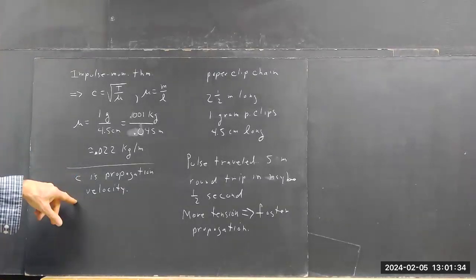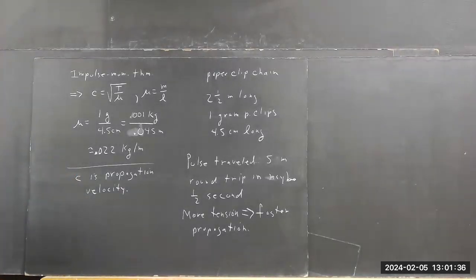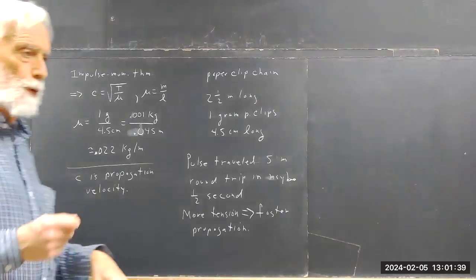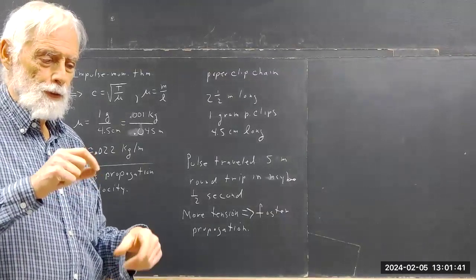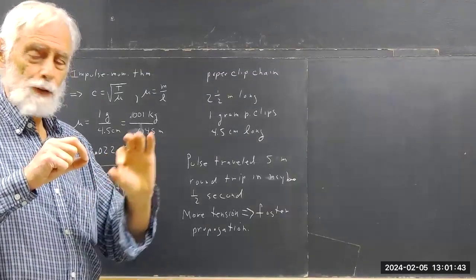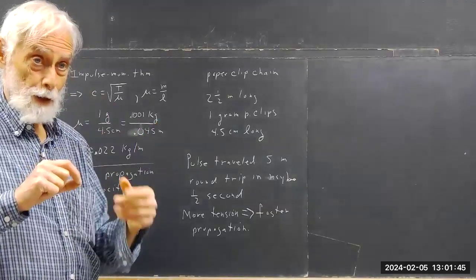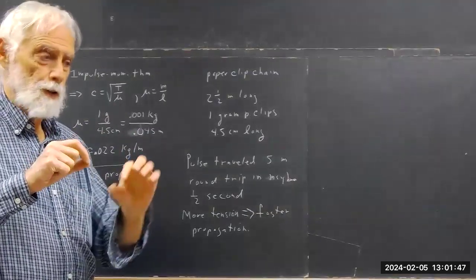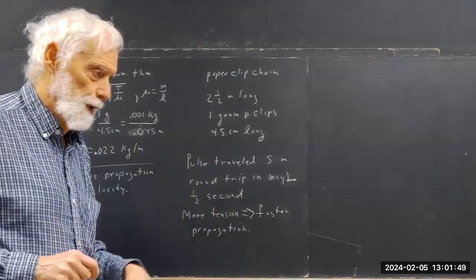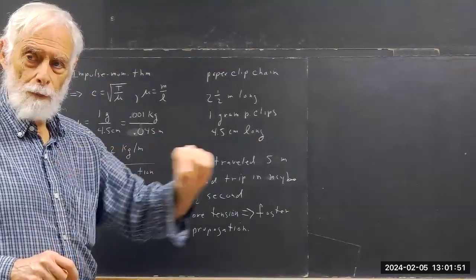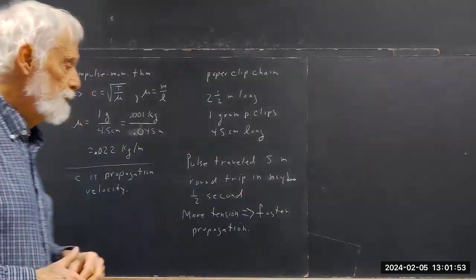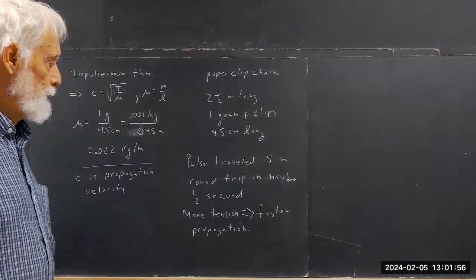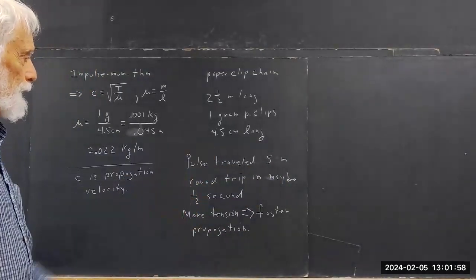Okay, so C is your propagation velocity. It's the speed with which a disturbance in this paper clip is basically transmitted to the next. Or the displacement of this paper clip is transmitted to the next. And it's what we perceive as how fast that pulse is moving, which was clearly 5 meters in half a second.